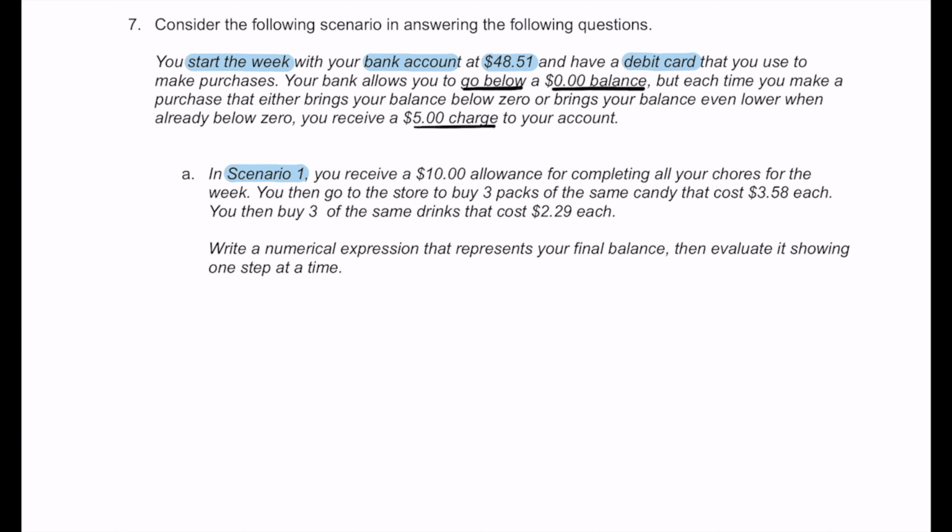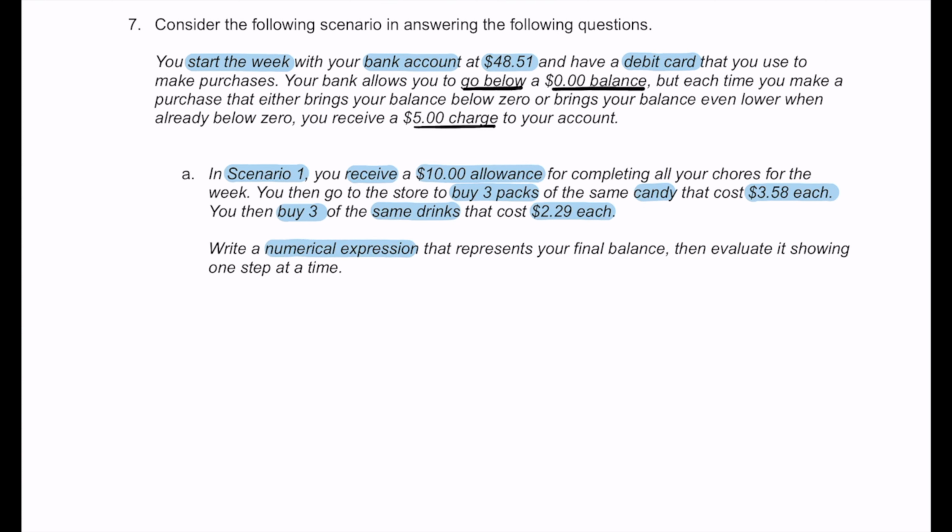So in scenario 1 here, it looks like you're going to receive a $10 allowance, so that's good for you. You're going to be making $10, okay? And that's for completing all your chores. Then after that, it looks like you're going to go and buy 3 packs of the same candy, and this candy is going to cost $3.58 each. And then you're also going to buy 3 of the same drinks, and each of these is going to cost $2.29 each.